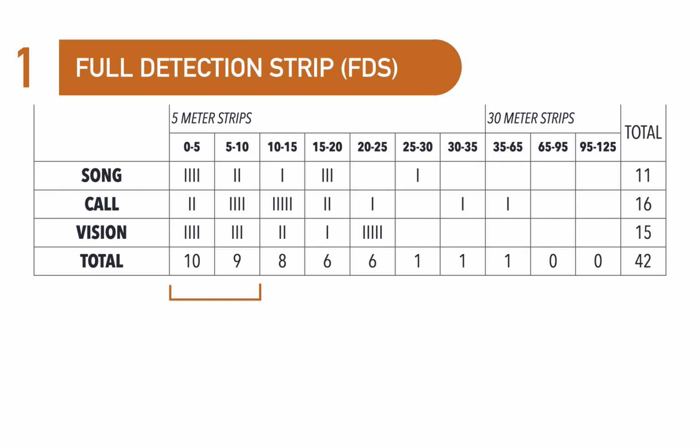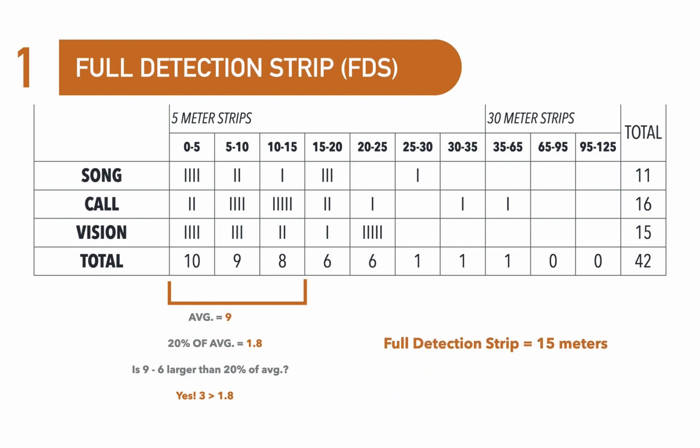Therefore, we now take the average of 0 to 15 meters, which is 9. 20% of 9 is 1.8. Now we ask that same question. Is the difference between the average and the next detection strip more than 20%? Well, the average, in this case, which is 9, minus the next detections, which is 6, is 3, which is greater than 1.8. This means we stop, and this is considered our full detection strip. Therefore, the full detection strip for this collection is 15 meters.